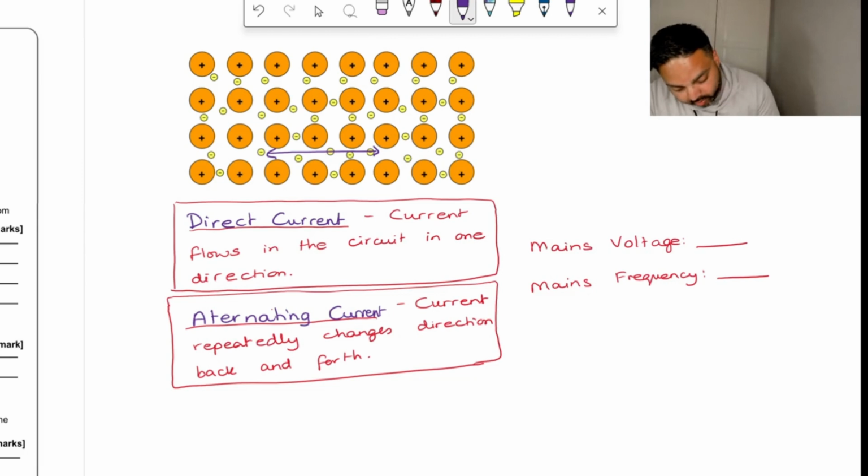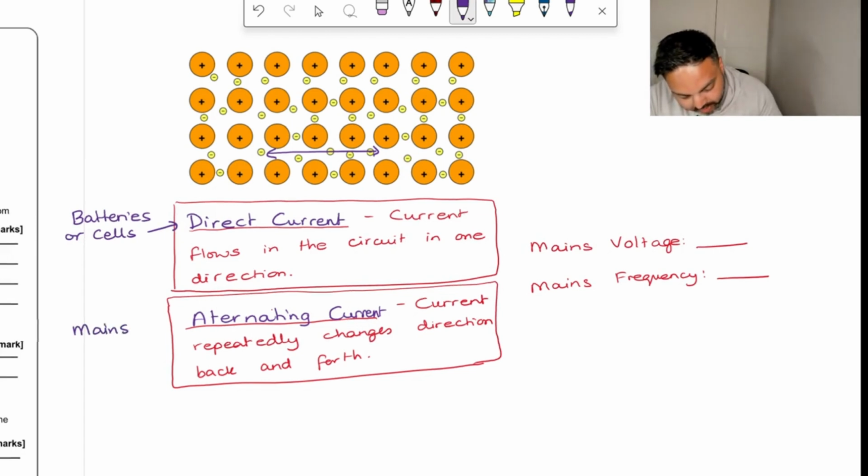With direct current, whenever you talk about batteries or cells, they will produce a direct current. When you are talking about mains electricity, anything that is plugged into mains is using alternating current. The reason why laptop chargers have such a big bulky thing on the end of them is because they take alternating current and then convert it to direct current so your laptop battery can charge. That's part of the reason why it works.